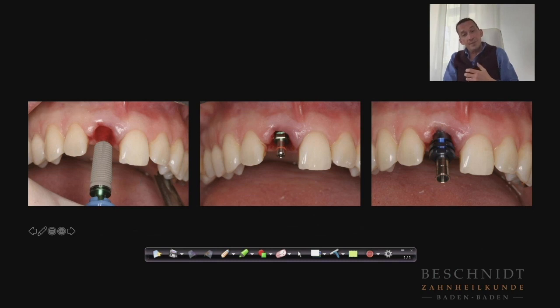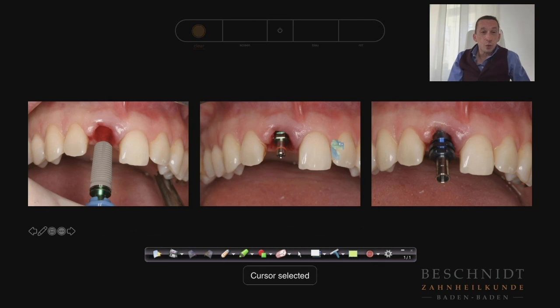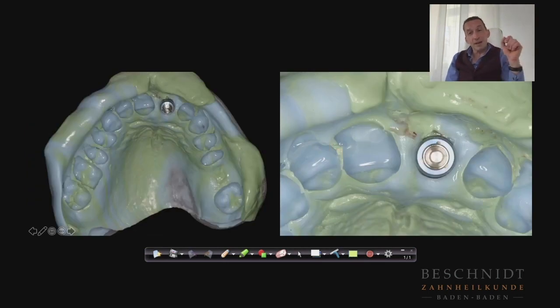But that time, we didn't have any platform switching implant. We only had the possibility to use a 6mm implant and a 5mm impression post, which gave us a platform switching of 0.5mm around. So we did the impression directly after implant placement.